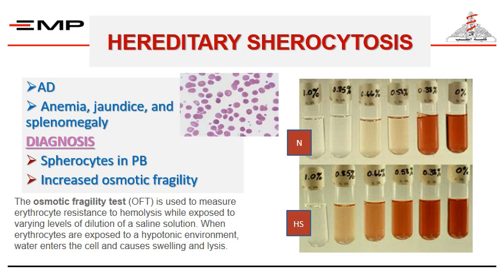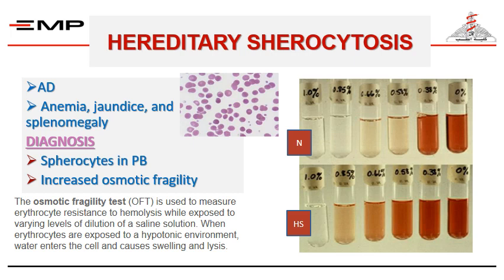Diagnosis: peripheral blood contains spherocytes. Spherocytes are small in size with low MCV, and there is no central pallor. There is also increased osmotic fragility. The osmotic fragility test is used to measure erythrocyte resistance to hemolysis while exposed to varying levels of dilution of a saline solution.